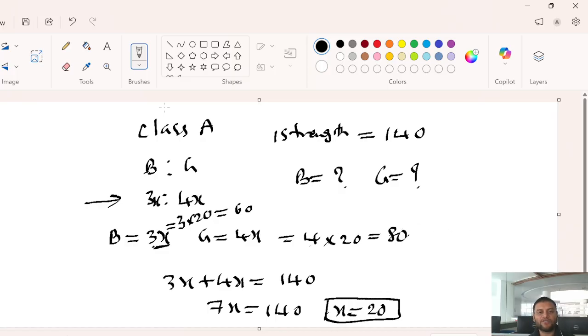So friends, this is how we find out the things from a ratio, that is by multiplying with one variable. This is one part, guys. This is the basic part everyone has to learn.